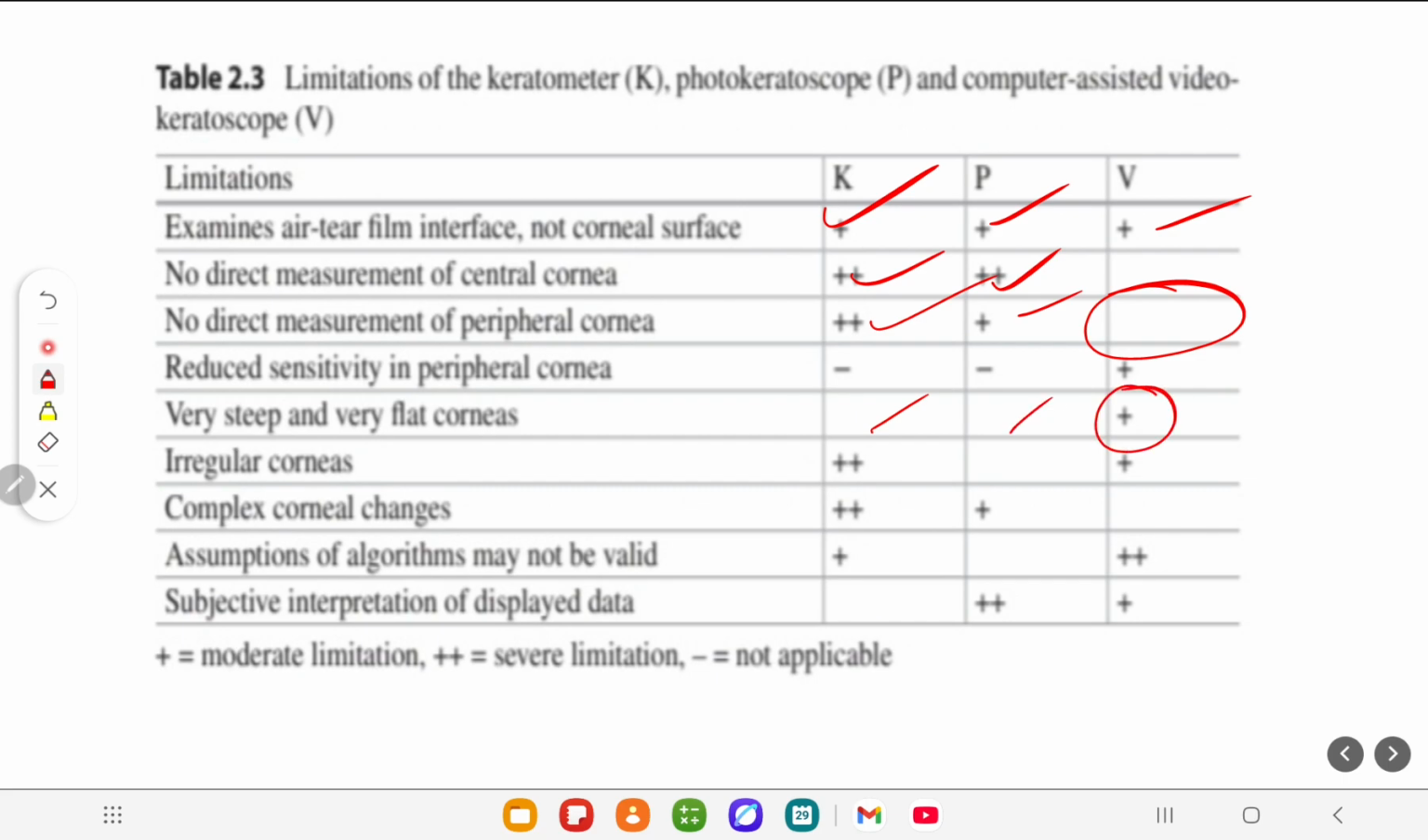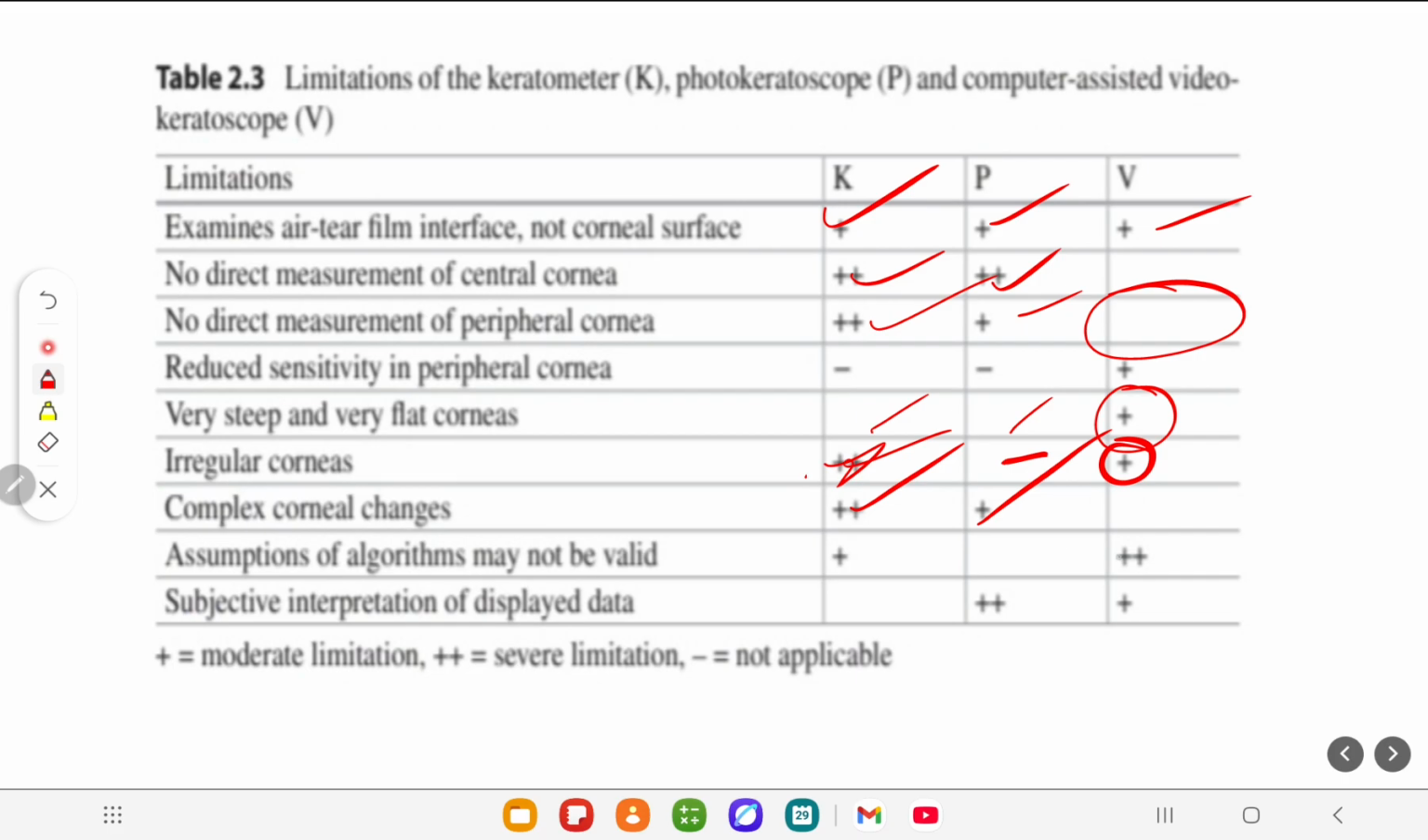Okay. So irregular corneas, definitely limitations by this. This is good. And I think keratometry doesn't work at all. There is a high limitation. Complex corneal changes, yes, definitely it is limited, but video keratoscopy is not limited. Assumption of algorithm may not be valid.